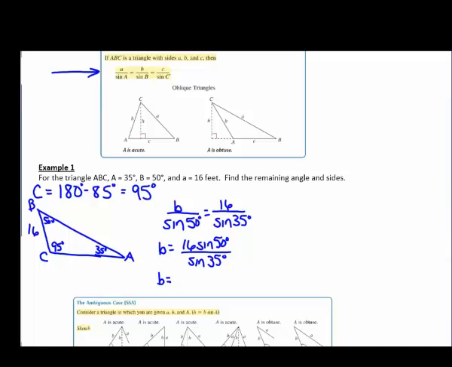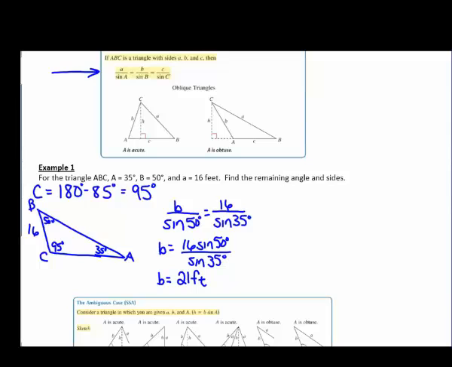Now, when you plug this into the calculator, please make sure you are in degree mode. If you are not, you will get the answer wrong. And so when you do that, you end up with B is approximately 21 feet. Now, I rounded to the nearest whole number because in the original problem, side A was given in whole numbers, and so just to use those significant digits.